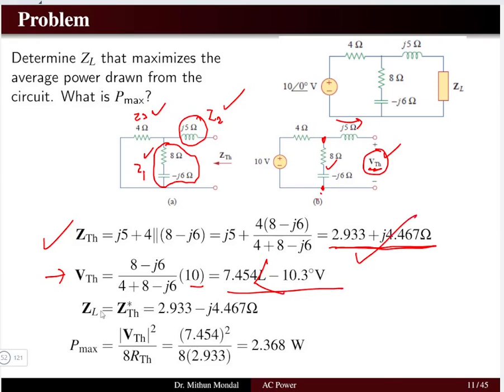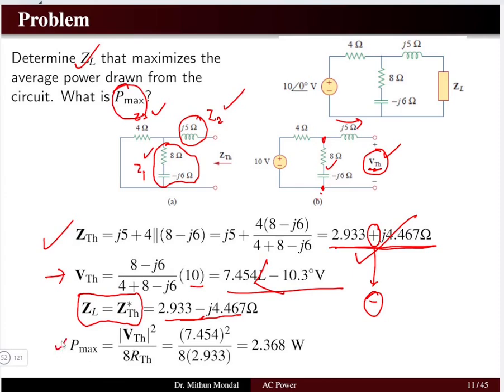And now we will put the condition. Our condition is the load impedance will be equal to the complex conjugate of the Thevenin impedance. So here we have the positive sign that we have to convert into negative sign to get the complex conjugate. So this is the impedance which we are getting, the first part of the solution, that for maximum power, what is the impedance? Second, what is the maximum power?